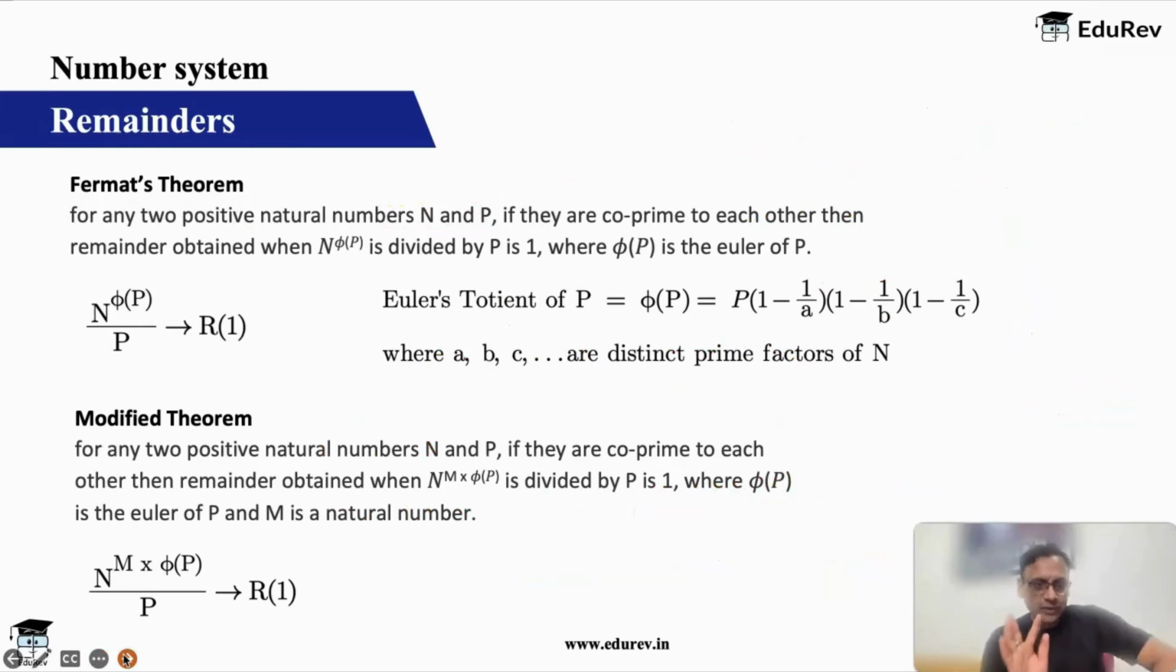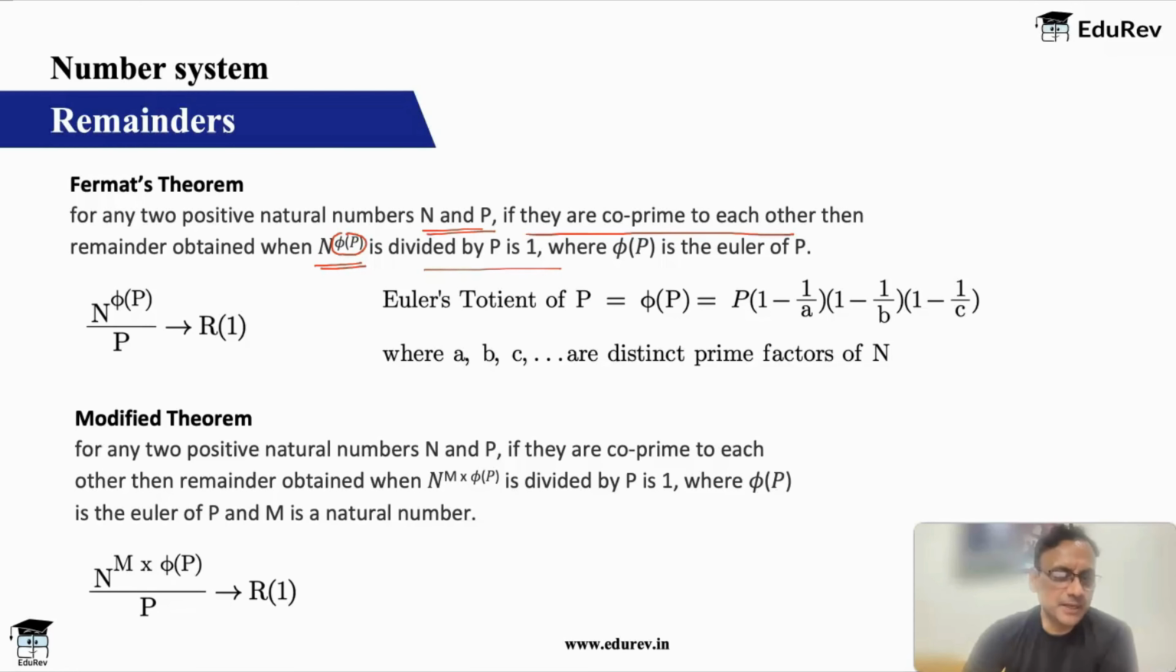Great. Now we'll look at two more theorems, very powerful theorems. First one is Fermat's theorem. Fermat's theorem basically says for any two positive natural numbers n and p, if they are co-prime to each other, then the remainder obtained when n is raised to the Euler's totient of p is 1. Okay, the remainder is 1, as simple as that.